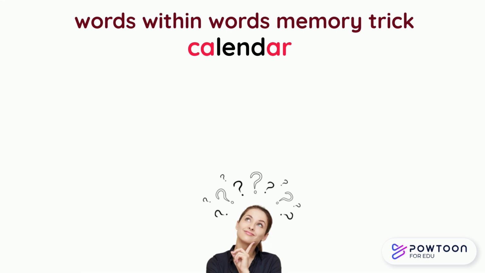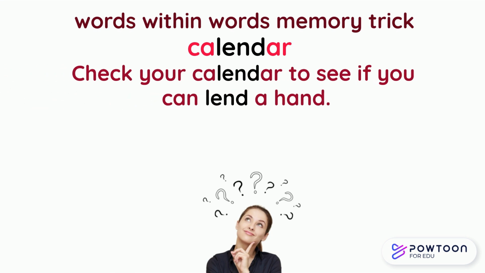We can use memory tricks, especially seeing words within words for a tricky part of the spelling, and then using a sentence to remind us about this. And this is also useful for remembering a tricky letter or letters. Can you see the word lend right in the middle of calendar? And this helps us remember the E. And use a sentence to help us. Check your calendar to see if you can lend a hand.